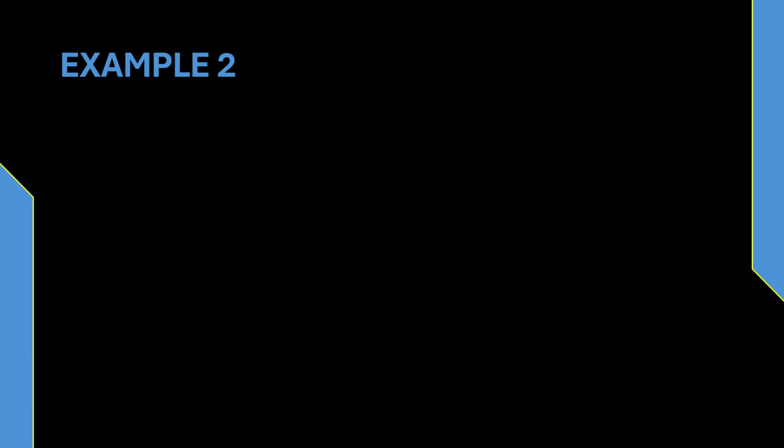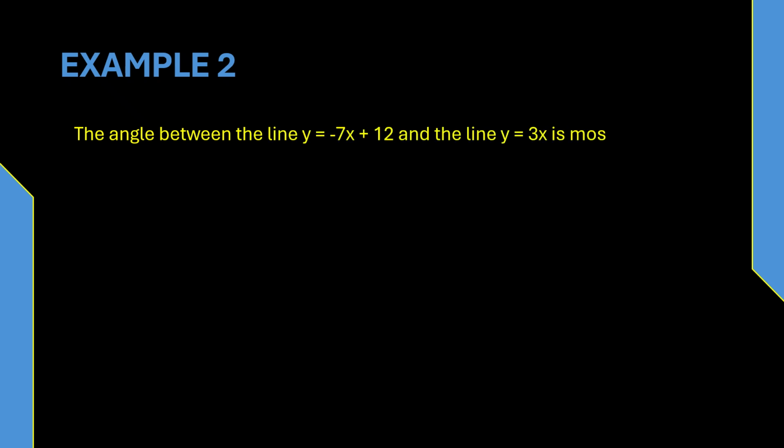Let's go through another example before we finish up this crash course. The angle between the line y equals -7x plus 12 and the line y equals 3x is most nearly what?